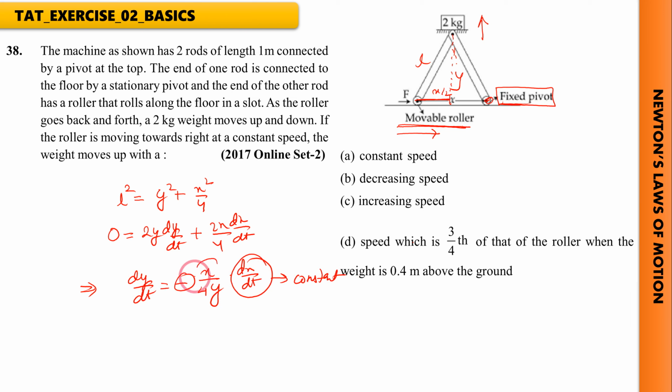Now focus on this factor. X is decreasing, so what is happening to dy by dt? That is also decreasing. When x is decreasing, dy by dt is also decreasing, and dy by dt is the speed of the block 2 kg on y-axis. Similarly, because in this process y is increasing and y is in denominator, dy by dt is still decreasing. So we can assert that the speed of the block is decreasing. Okay, so B is the answer to this question.